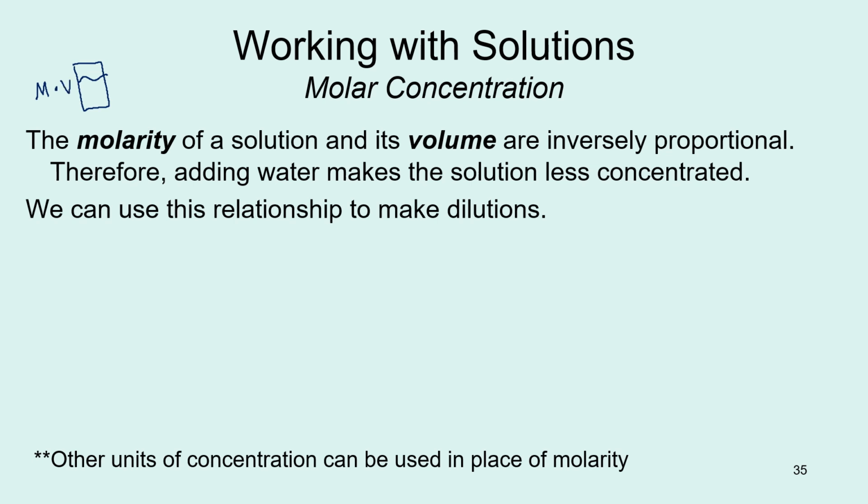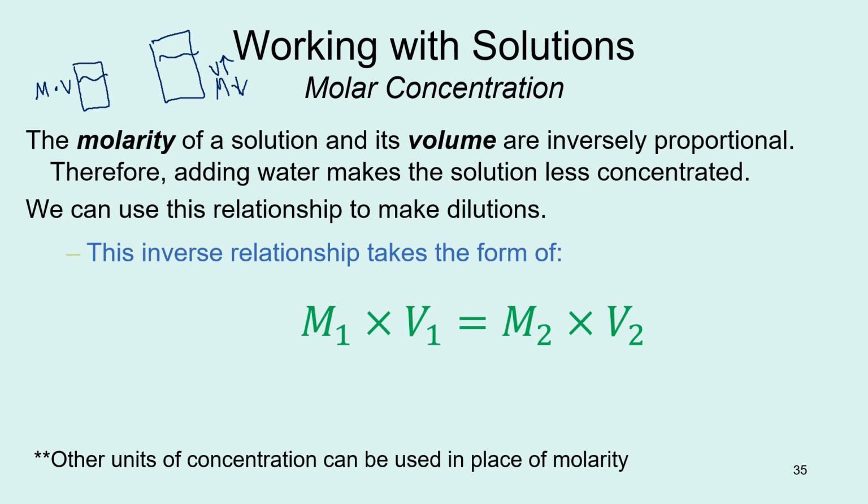If you add a lot of water, what happens? Your volume goes up and your concentration, molarity, goes down. So that means they're inversely proportional. If we add water to something, it becomes less concentrated. We can use this relationship to make dilutions. So let's look at that relationship.